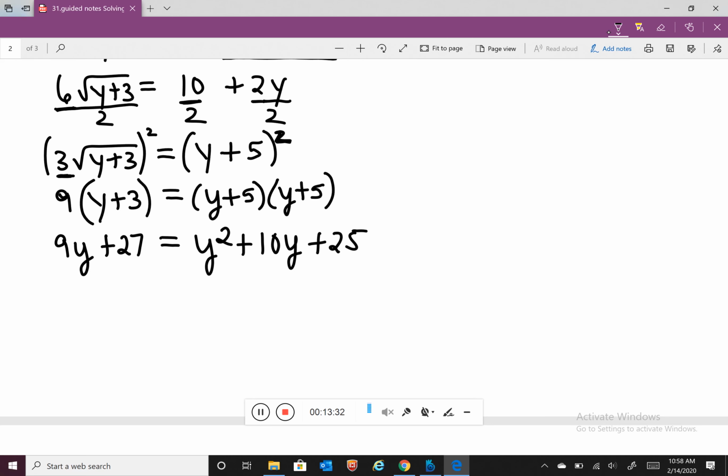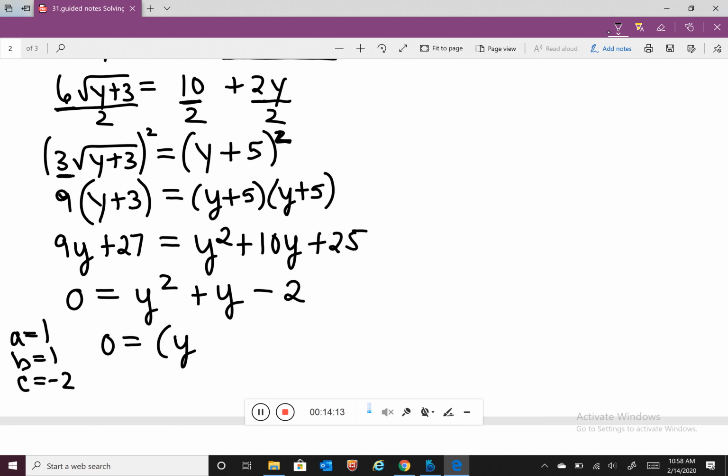And notice this is quadratic. So we're going to set this equal to 0. Y squared. We're going to subtract 9y, leaving us with positive y. We're going to subtract 27 from 25, leaving us with minus 2. And again, in this sense, A is 1, B is also 1, and C is negative 2. And because A is 1, we can use the algorithm, what are factors of C that add to be B.